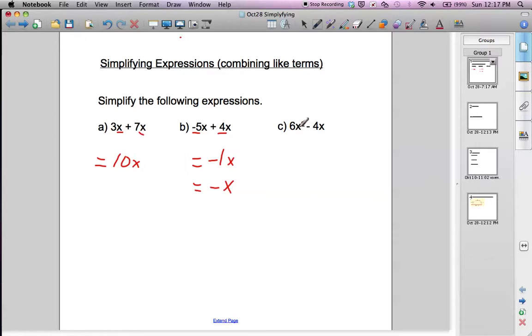The next one, if we look at the variable parts, this is an x squared, and this one here is an x. So they are not like terms, so you cannot combine them. So in this case, the simplified answer is just 6x squared minus 4x. You can't do anything with it. Let's take a look at a few more.